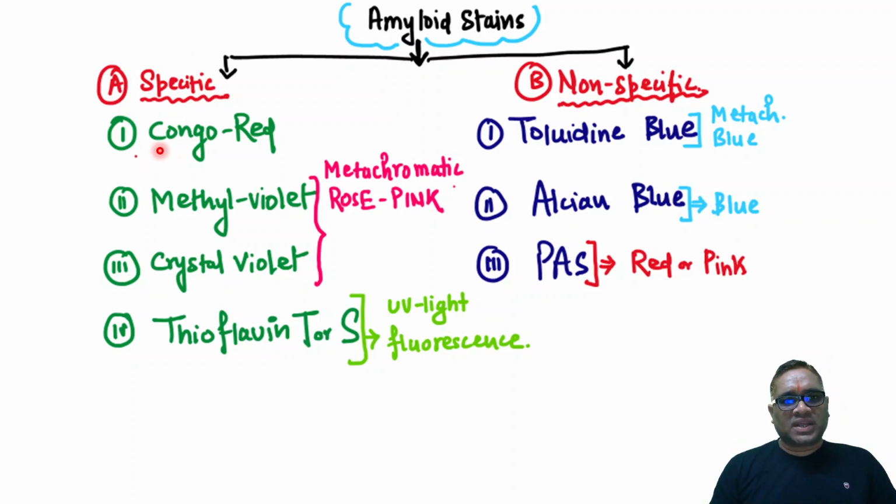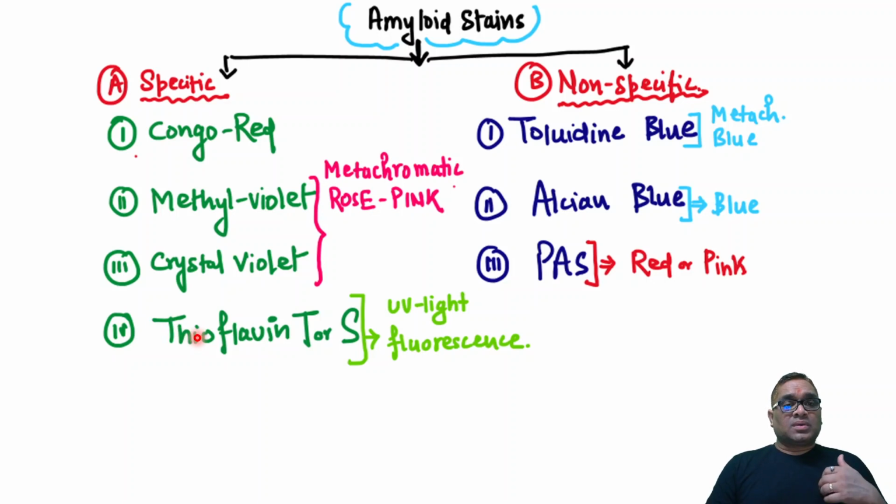So the specific stains: Congo red, second is methyl violet, third is crystal violet, and fourth is thioflavin T or S. So we'll remember Congo red, methyl violet, crystal violet, thioflavin T or S. Out of these, two are metachromatic stains, which are methyl violet and crystal violet. So remember, methyl violet and crystal violet are metachromatic, and amyloid will look rose pink in appearance.